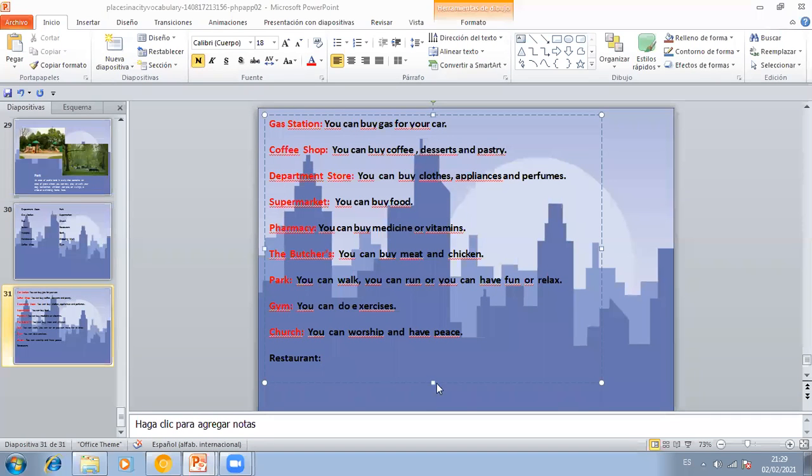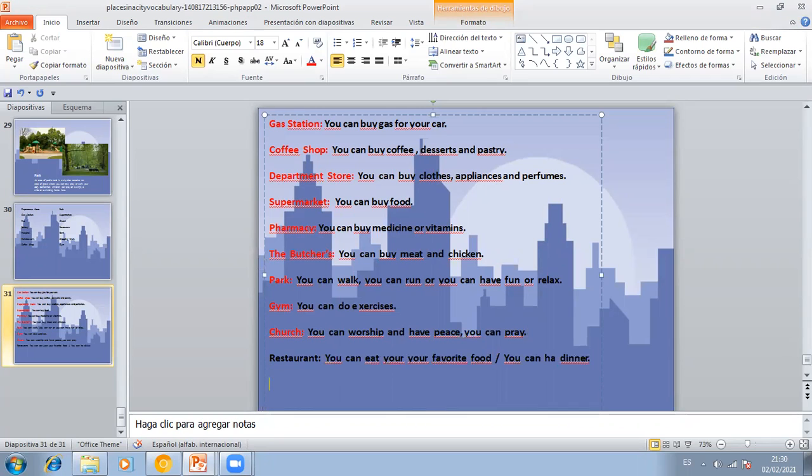Anybody tell me? Dictate it for me, please. ¿Quién me lo dicta? What can you do in the restaurant? ¿Qué puede hacer en el restaurante? O lo puede escribir aquí en el chat. Okay. Evie says in the church you can pray. Good definition. You can eat favorite food. Okay, fantastic. In a restaurant, you can eat your favorite food. Or you can have dinner. There are different possibilities here. And the other option, remember, you can have dinner.